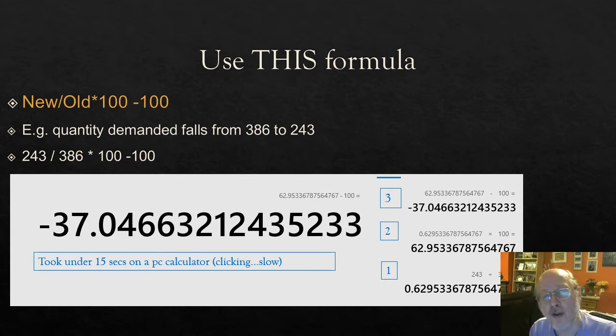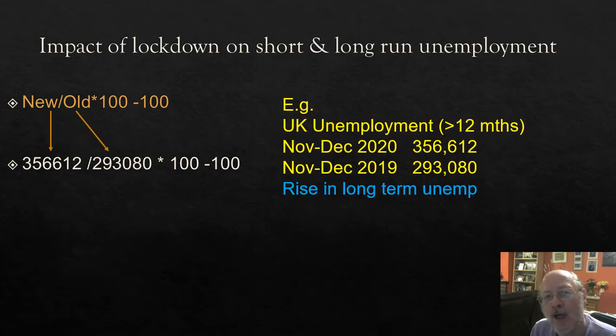You'll note that this is showing you the calculations. You won't need to do it step by step. You just key the entire thing into the calculator and it will magically give you the answer. So let's say we're trying to look at the impact of lockdown on short and long run unemployment. So if we look at the November to December 2020 figures, that's new, it's 356,612 people. Previous year it was 293,080.